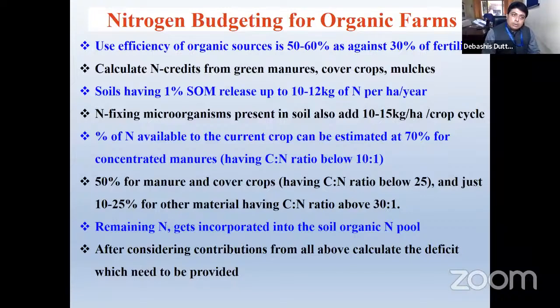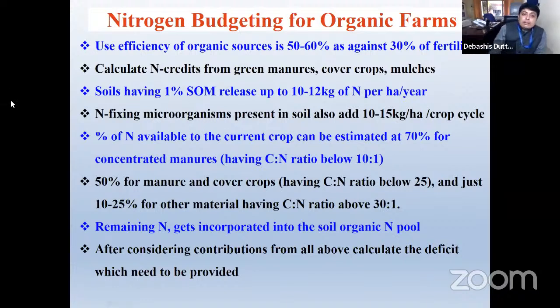During nitrogen budgeting, we should also consider the nitrogen fixing microorganisms present in the soil, because they also add 10 to 15 kg of nitrogen per hectare per cropping cycle. And nitrogen available to the current crop can be estimated at 70% from concentrated organic manure. That concentrated organic manure should have a C:N ratio below 10:1.